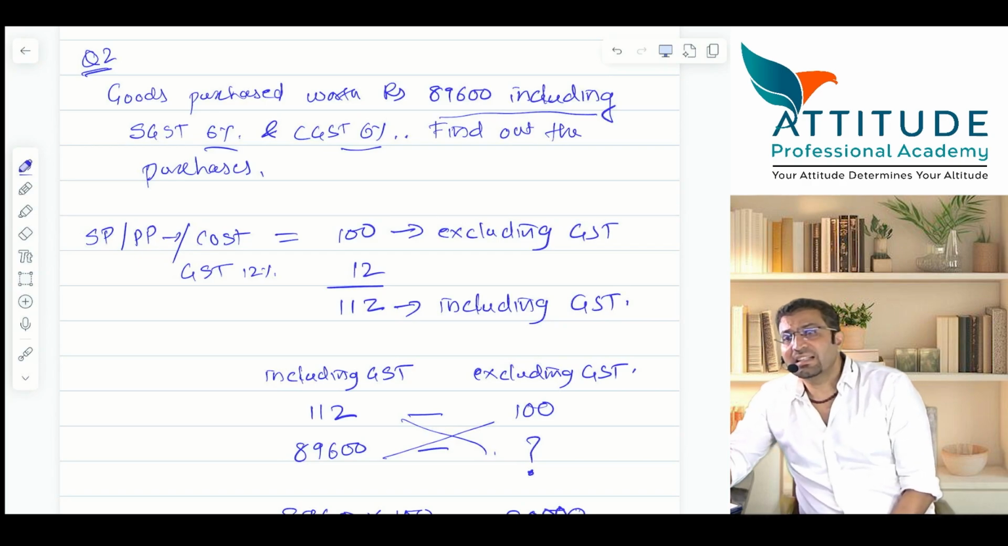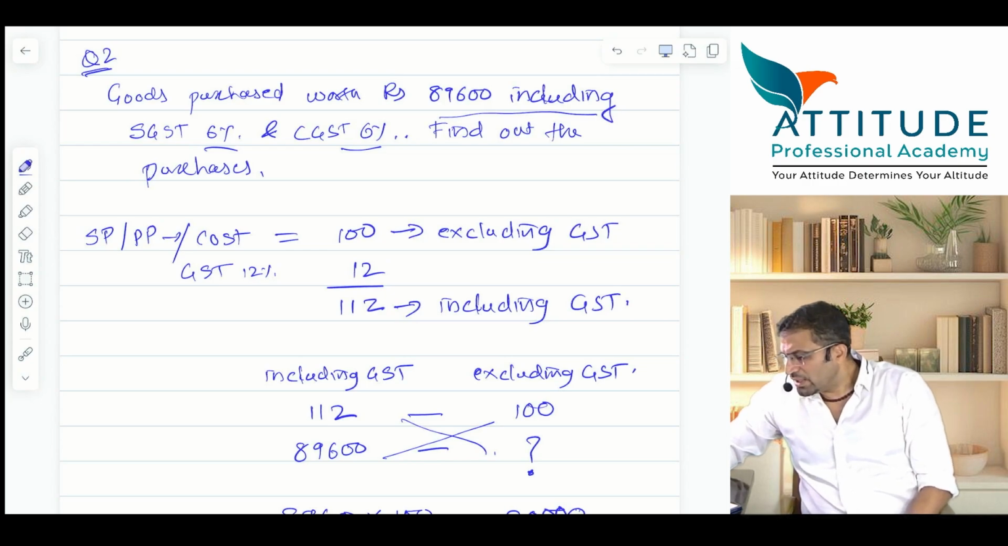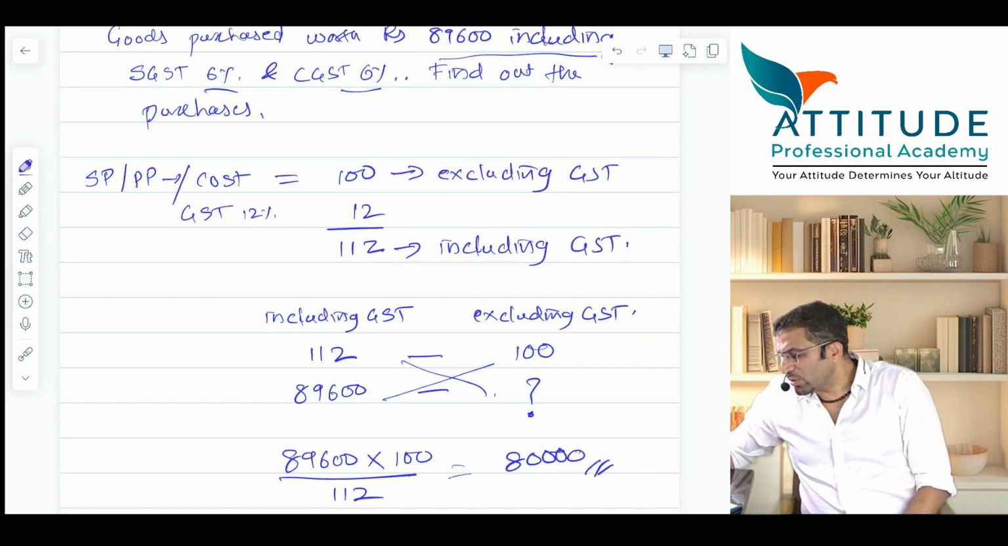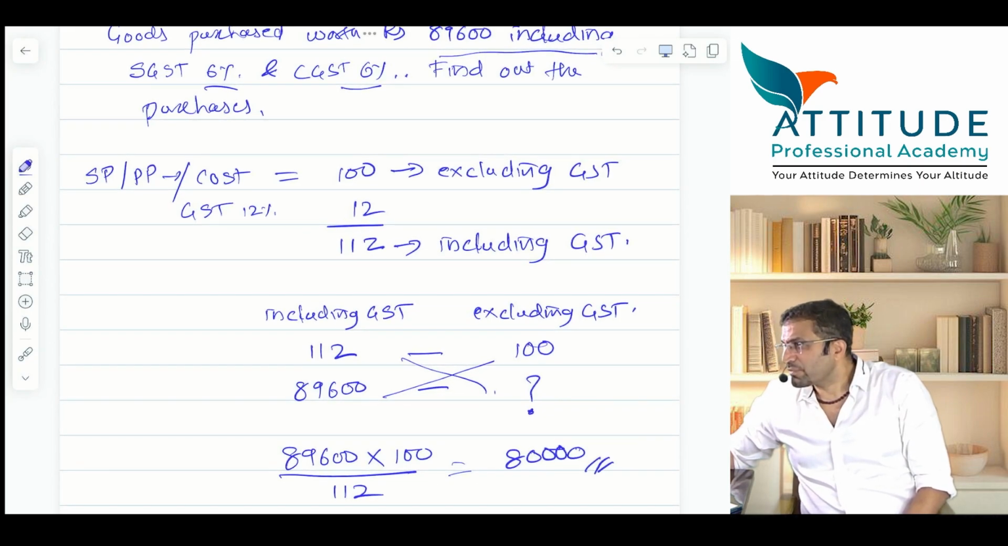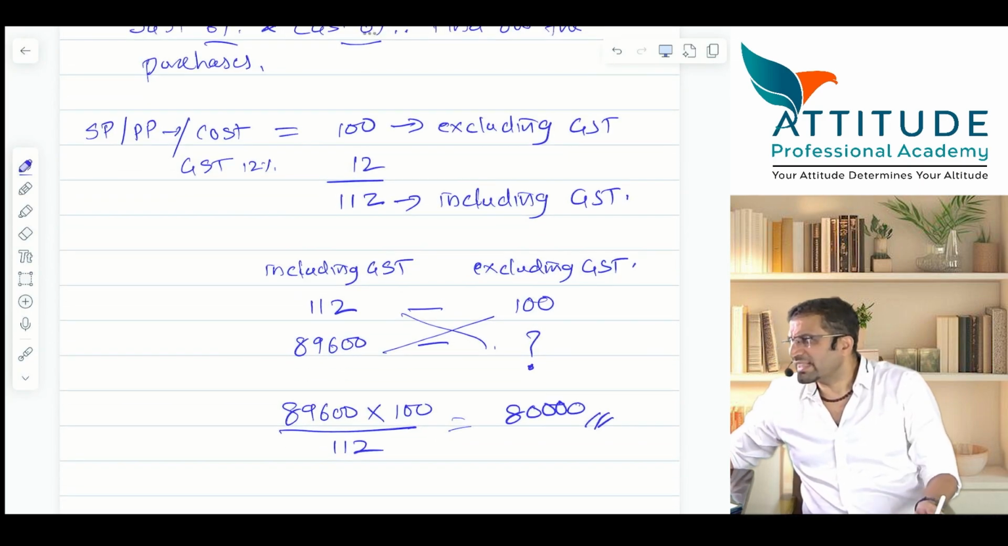Understood? What do we do? First assume, let the selling price or purchase price be 100. GST, you know, is 12%, that will be given in the question. Add 12% and you will get 112. So 100 is excluding GST, 112 is including GST. So put two columns, including GST and excluding GST. 89,600 is including GST. For that, how much is excluding GST?